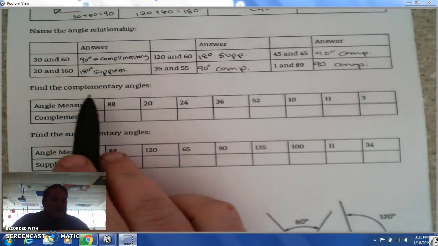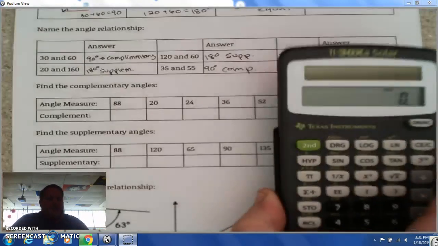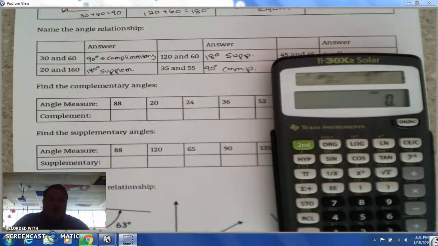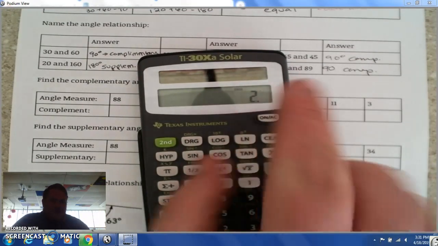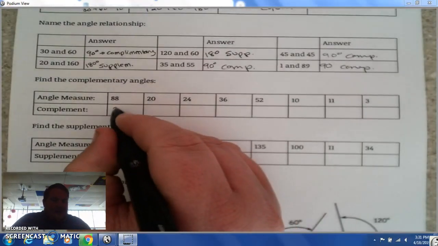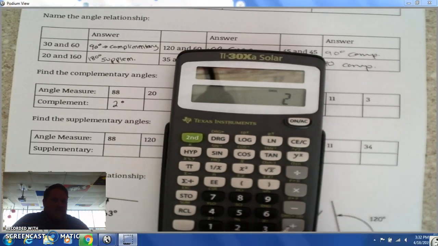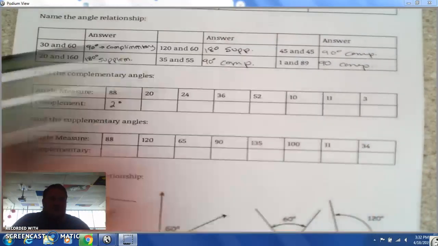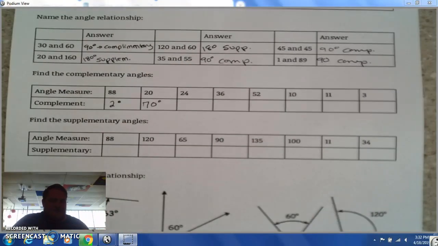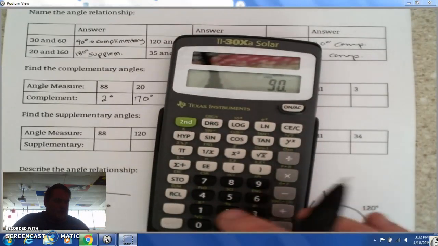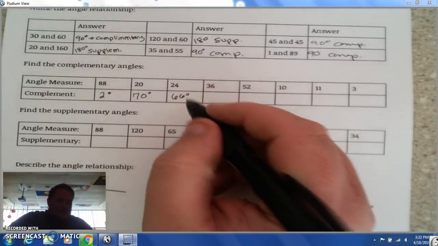Well, now it's asking us to find a complementary angle when given an angle. So the way that we do that is, you know that two angles added together will equal 90. I'm taking my calculator. 90 minus 88 equals 2. So the complement to that is 2 degrees. 90 minus 20 is going to give me 70. So the complement to 20 is 70. Those two angles add up to 90 degrees. 90 minus 24 is 66. So those two angles will add up to 90 degrees.